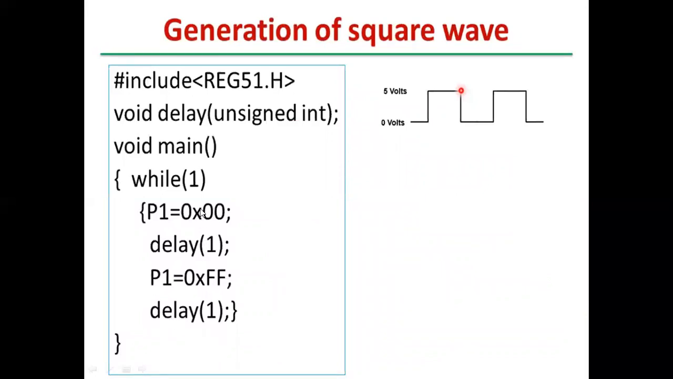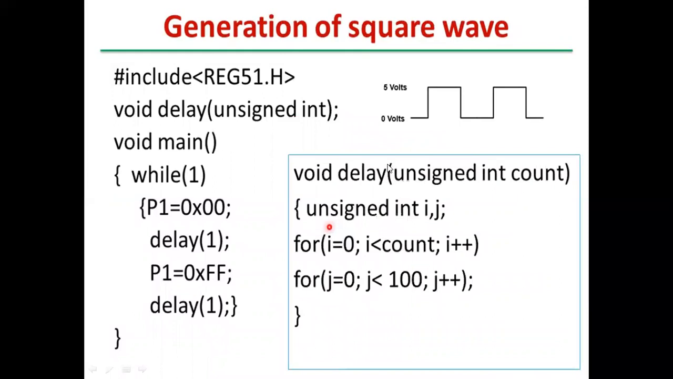Every time you are calling a subroutine delay, so you have to write a separate program for the delay function. So this is the delay function. Void delay unsigned int count. Whatever value you initialize is replaced with this count. And here you are initializing two variables i and j and two for loops. This is some small delay function. In order to get the delay in the square wave, you are introducing this delay.